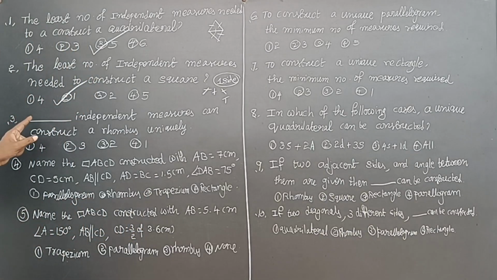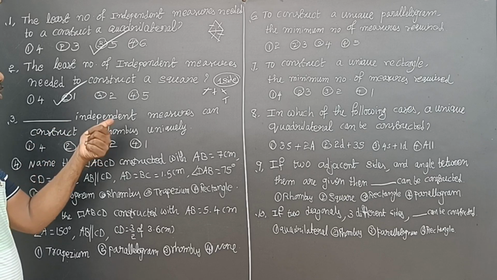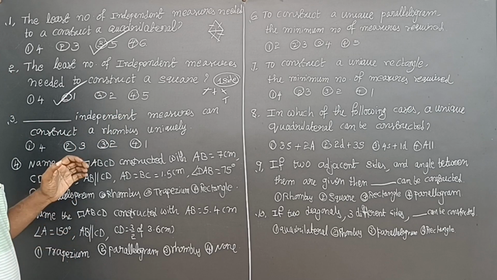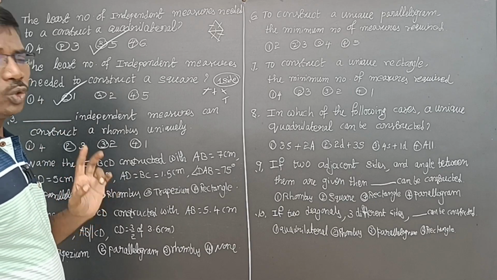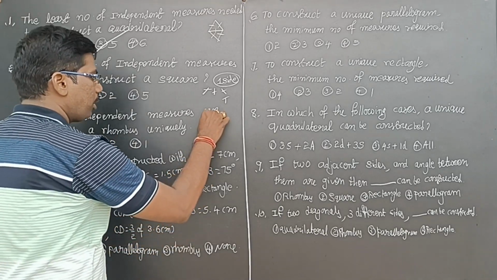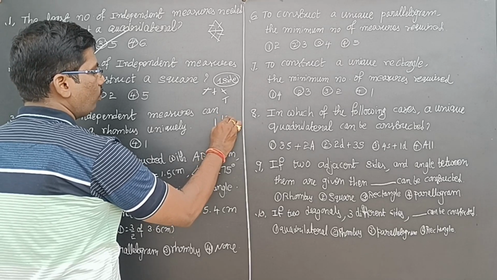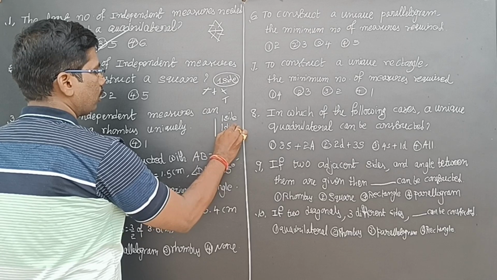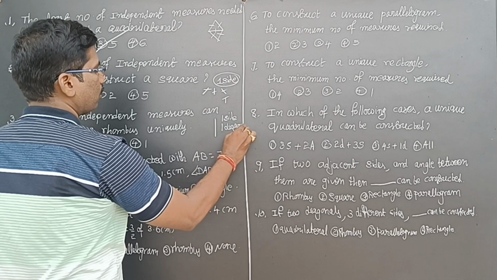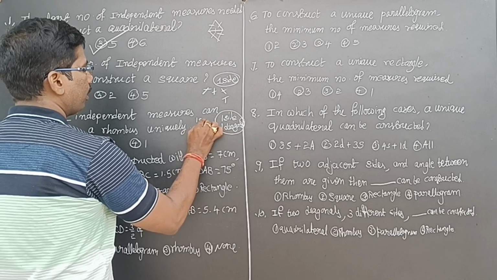Next, dash independent measurements can construct a rhombus uniquely. See here, rhombus. For constructing a rhombus, you need one side and one diagonal. Otherwise, one side and one angle.